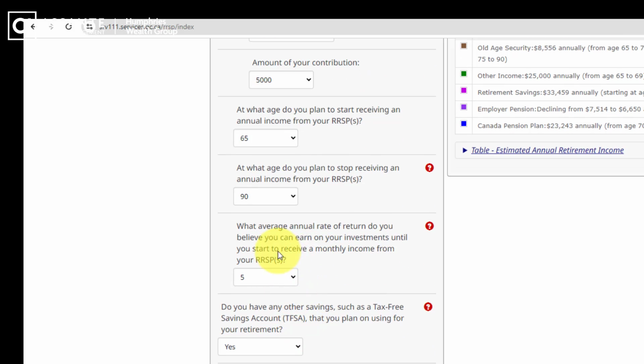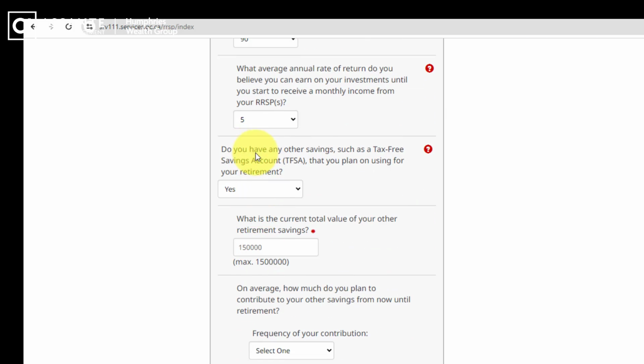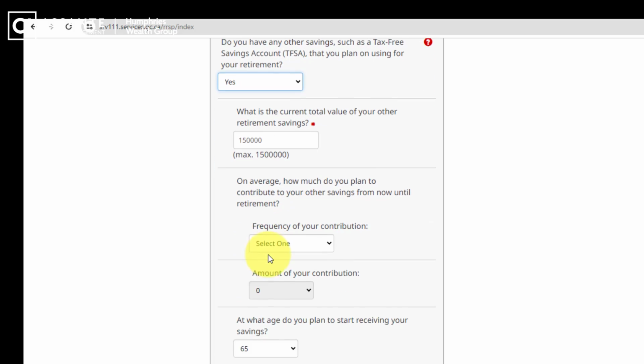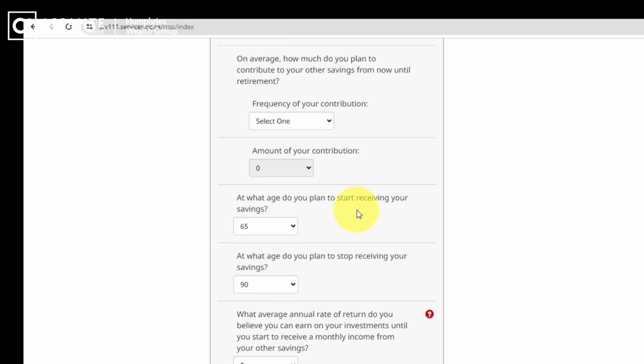Again, we used a 5% return on the portfolio. And then it asks, do you have any other savings, such as tax-free savings accounts, that you plan on using for your retirement? I said yes, so it brought up another data entry box. I put $150,000 of TFSA value, and on average, how much are you planning to contribute? For now, I said nothing to this plan. And at what point are you going to start receiving money from your savings? Well, I said at age 65.